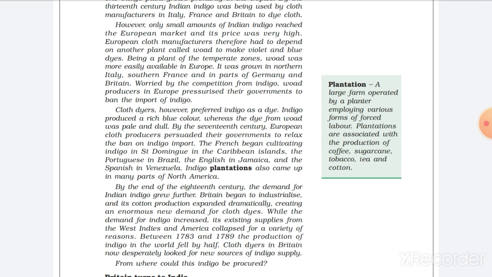So this is it for this paragraph. I hope you got this topic. And if you have any doubt, as I've told you, please mention it in the comment box. I'm going to answer them as soon as possible.